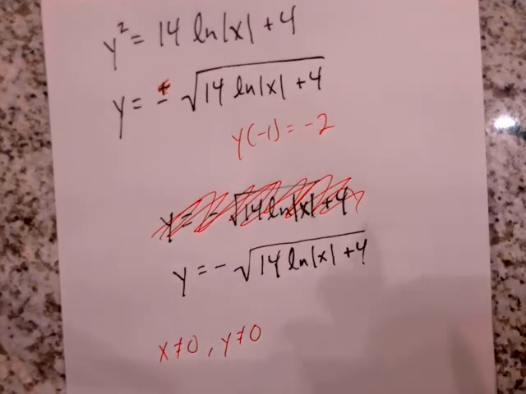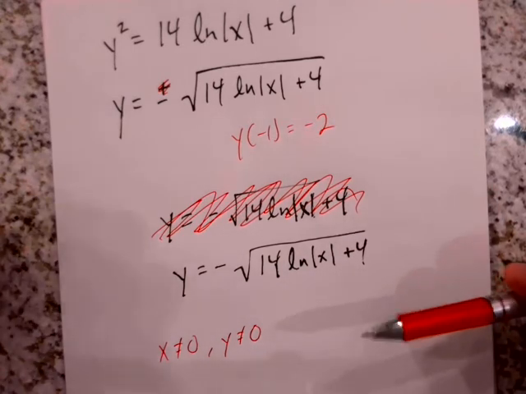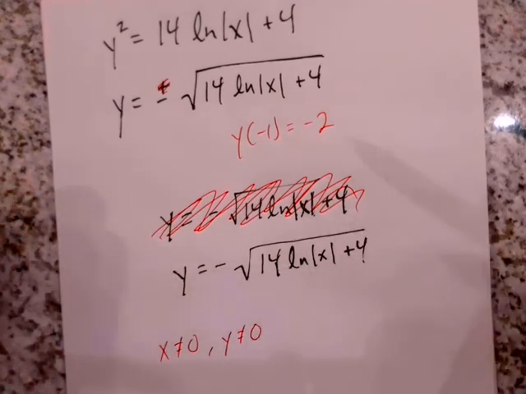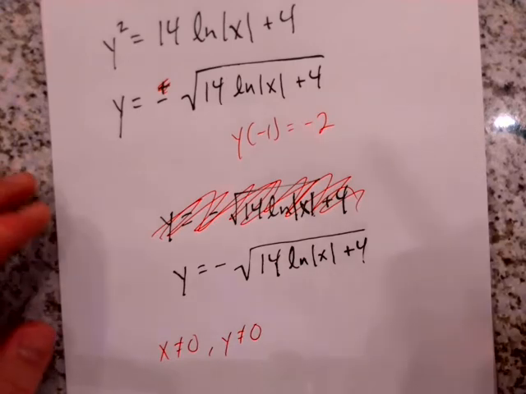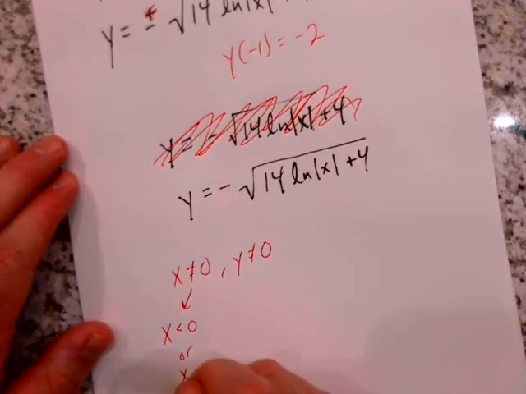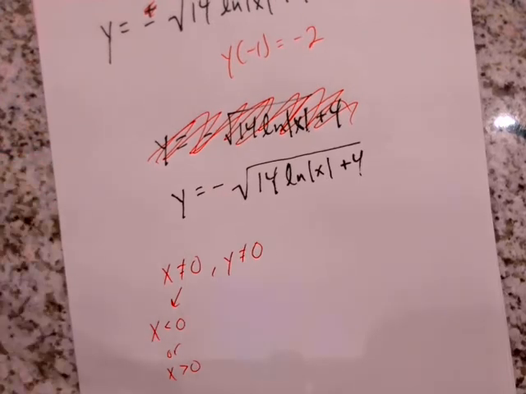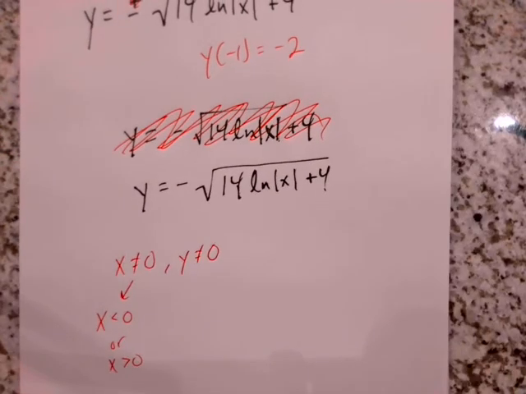Good to know. And now for our solution. As a quick side note, our solution can only be one differentiable curve. So since x can't be 0, that means that right now x can either be less than 0 or x can be greater than 0. It's just one or the other. We can't have both in our domain. The domain has to be one continuous curve. So it's one of those two.